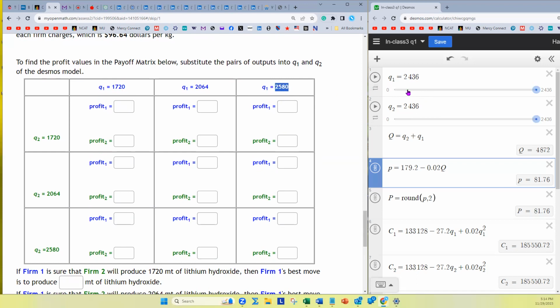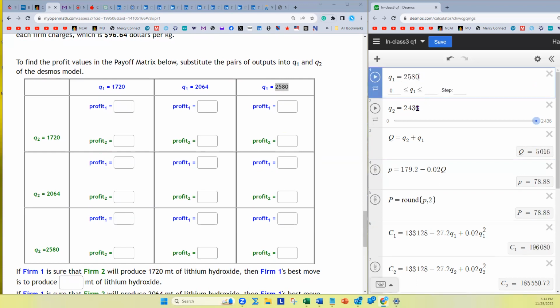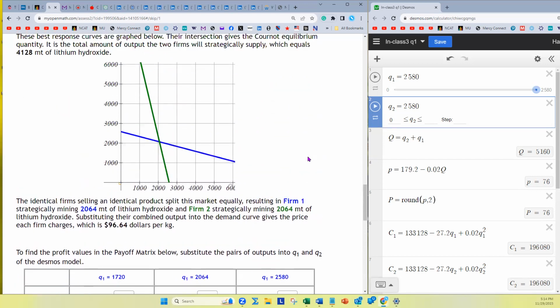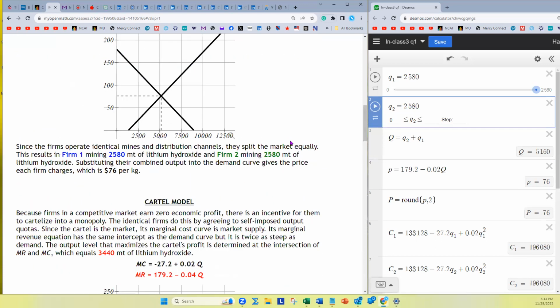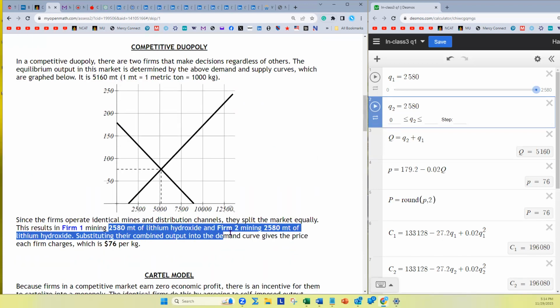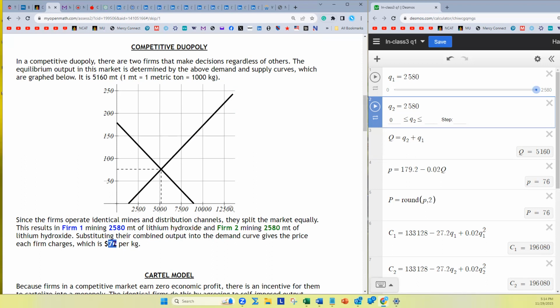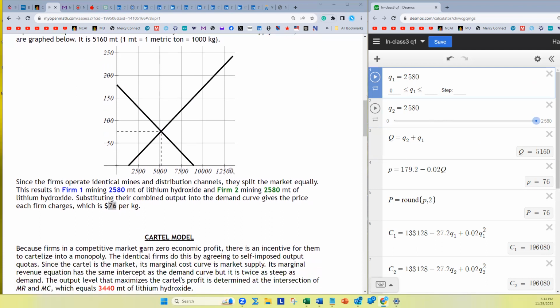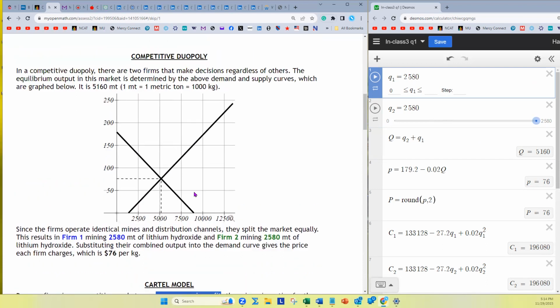This third column and third row, right? Firm 1 is producing 2,580. Firm 2 is producing the same amount, 2,580, right? That's the competitive outcome up here. And the price is $76, right? Okay. So we're going to calculate the profits of this outcome. And remember, there are zero economic profits in the long run, right? Both firms know that.